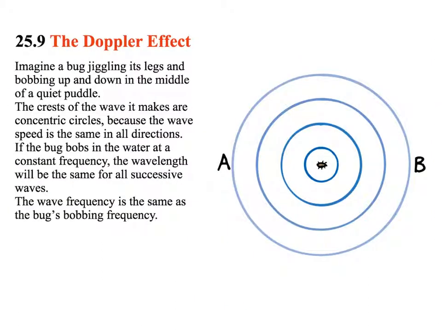Imagine a bug jiggling its legs and bobbing up and down in the middle of a quiet puddle. The crests of the waves it makes are concentric circles because the wave speed is the same in all directions. If the bug bobs in the water at constant frequency, the wavelength will be the same for all successive waves. The wave frequency is the same as the bug's bobbing frequency.